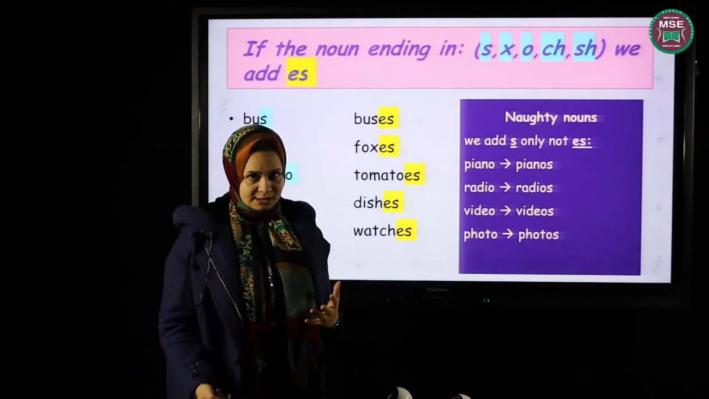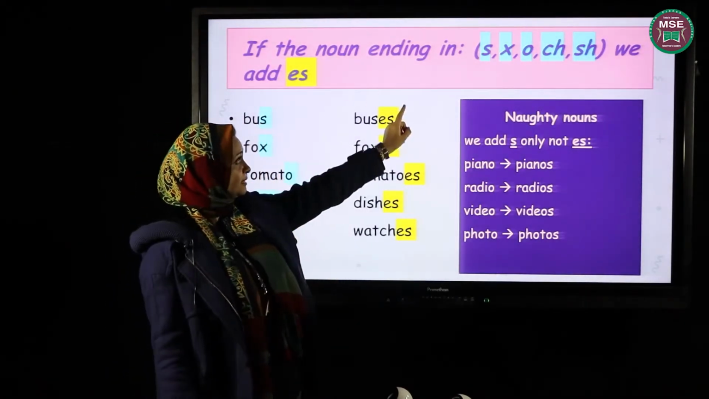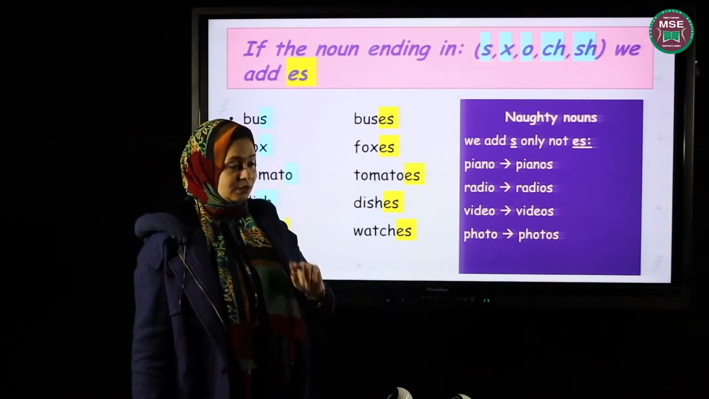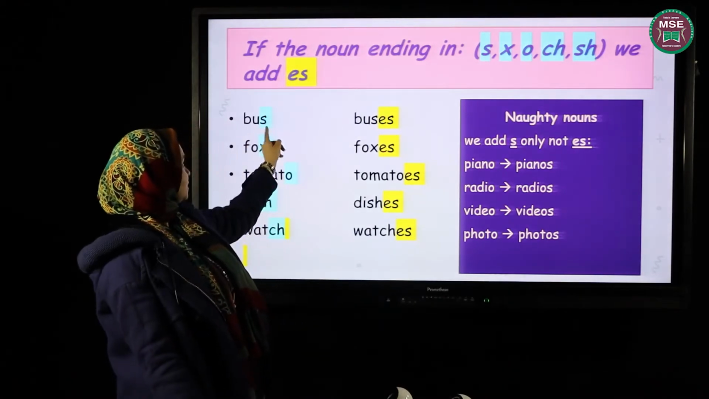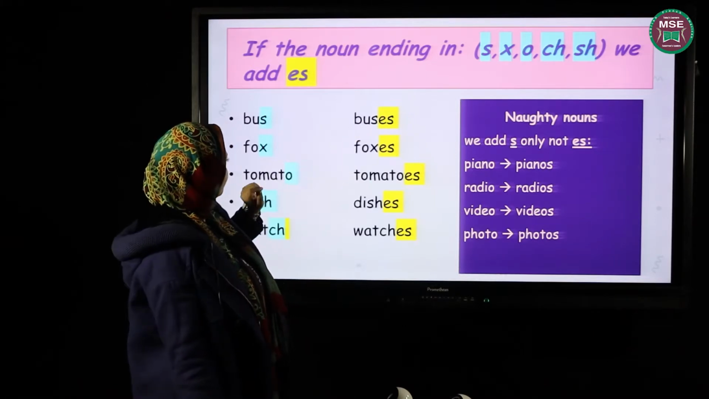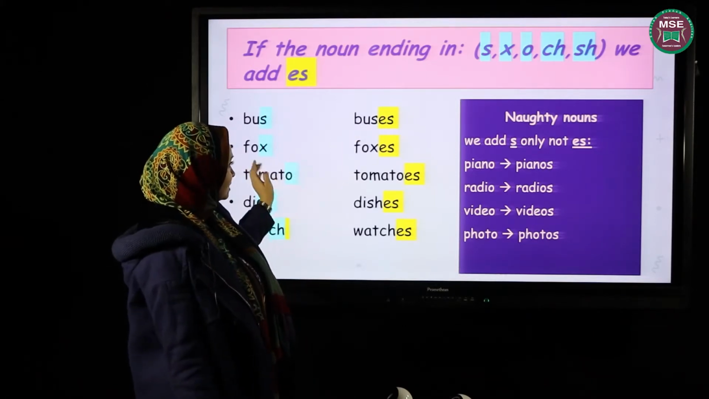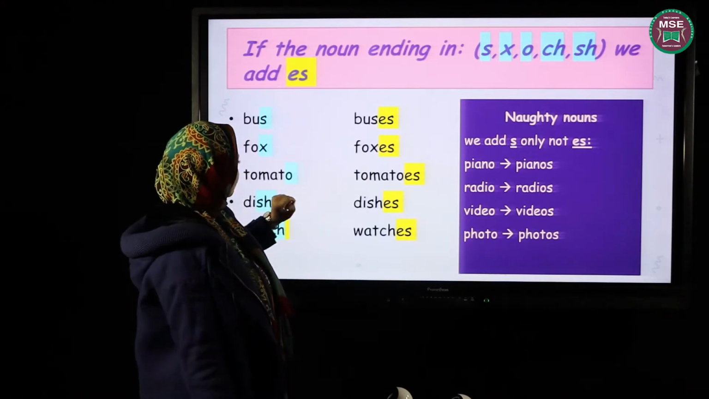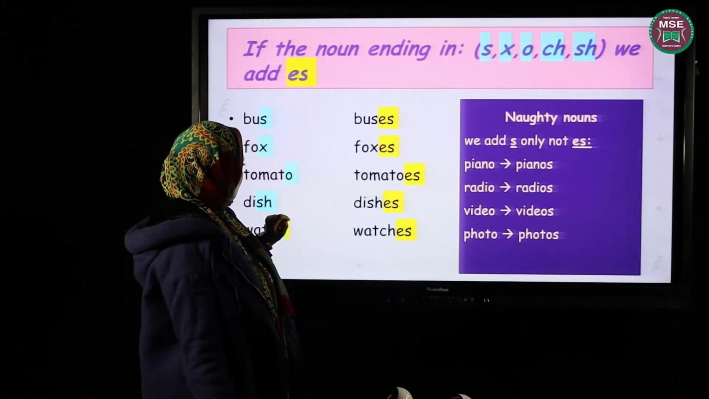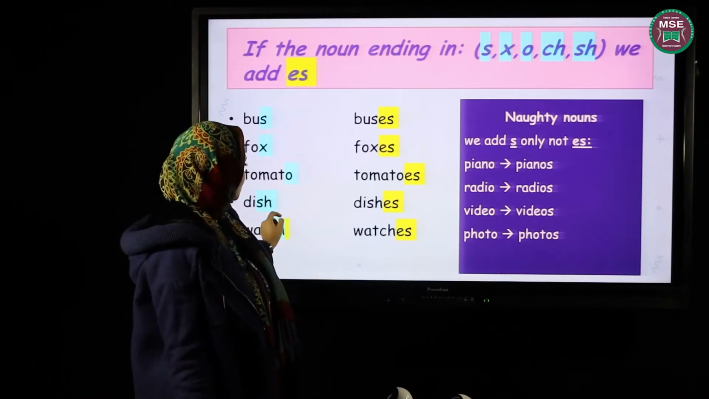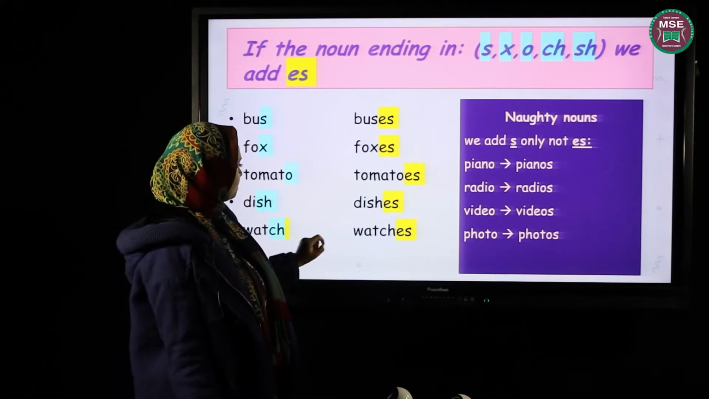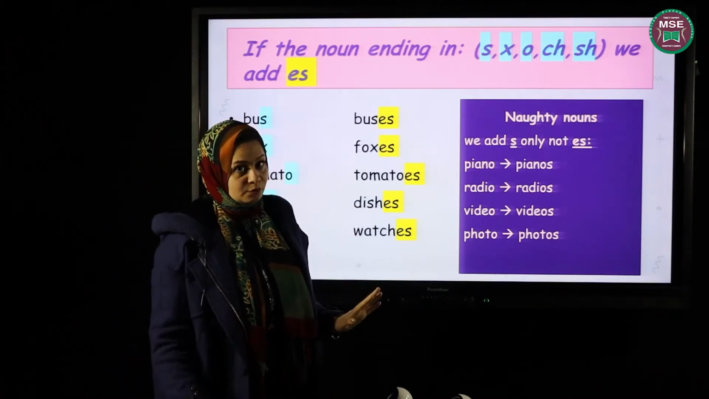But we have some cases. If the word ends with s, x, o, ch, or sh, we must add es. For example, bus. Bus ends with s, so we must put es. Fox ends with x, so we must put es. Tomato, we're gonna put es because tomato ends with o. Dish ends with sh, so we must put es. Watch ends with ch, so we must put es. And all of these are nouns.